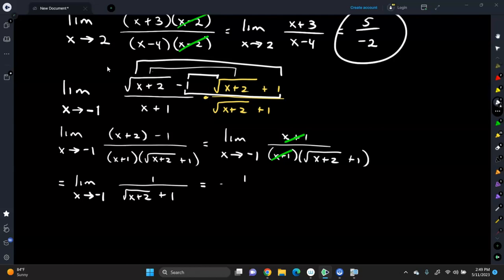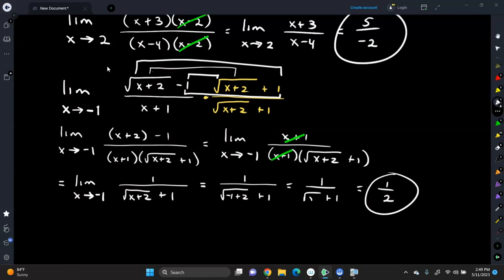which equals 1 over the square root of negative 1 plus 2 plus 1. That's 1 over the square root of 1 plus 1, which equals 1 over 2.